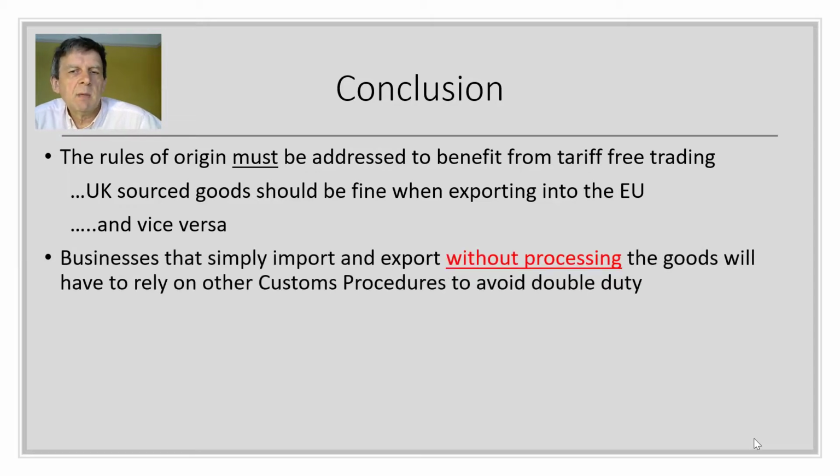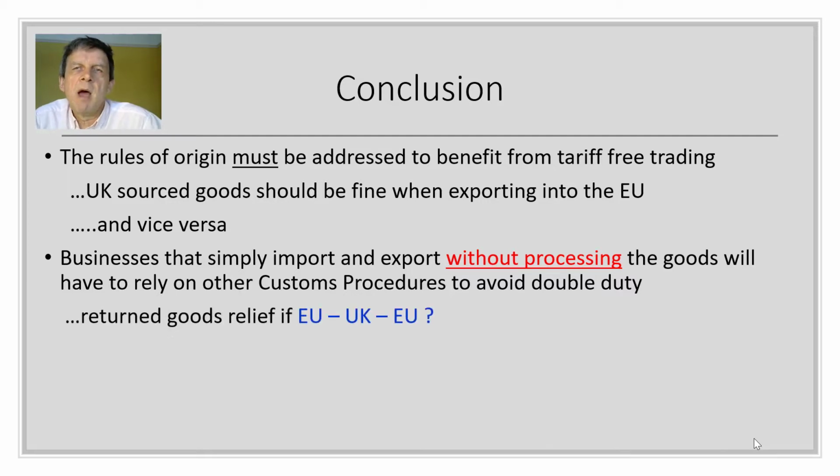Now, businesses that simply import and export without processing or sufficient processing, the goods will have to rely on other customs procedures to avoid double duty. So you're not going to get it as UK originating goods. So, for example, I might have to rely on returned goods relief. So if goods were to go from Germany to the UK and on to the EU without too much being done in the UK, then you could get out of duty when they go back into the EU by adopting returned goods relief.